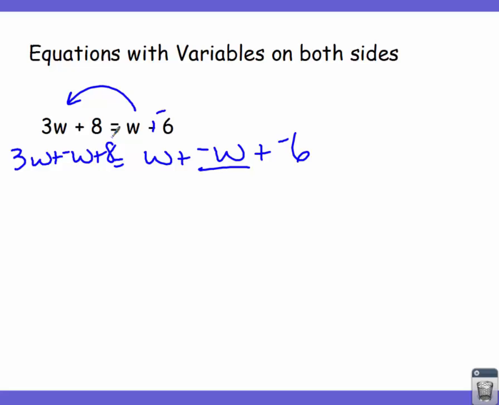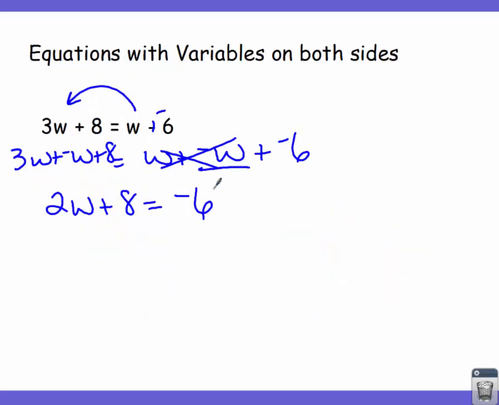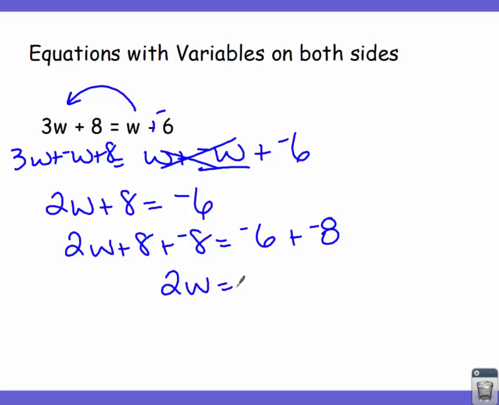So on the left-hand side here, I've got 3w and negative 8, which gives us 2w plus 8 is equal to, and on this side, my w's zero out, and I'm left with negative 6. So now, if you'll notice this, it looks just like one of these two-step equations. So now I get the 8 on the other side by adding its opposite. So 2w plus 8 plus negative 8 equals negative 6 plus negative 8. Okay, so we end up with 2w is equal to negative 14.